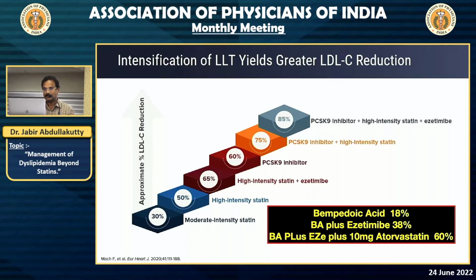And the new concept that is evolving, especially in those patients who cannot tolerate a dose of a high intensity statin, is bempedoic acid plus ezetimibe plus a small dose of statin, which may not produce much of the side effects, especially the statin associated muscle symptoms. It can produce a 60% reduction, that is equivalent to that of a PCSK9 inhibitor. So bempedoic acid by itself is not a very potent agent, but when combined with ezetimibe plus atorvastatin, it can become a potent agent. Only problem is we don't have outcome data.